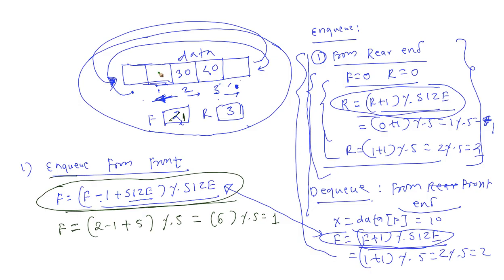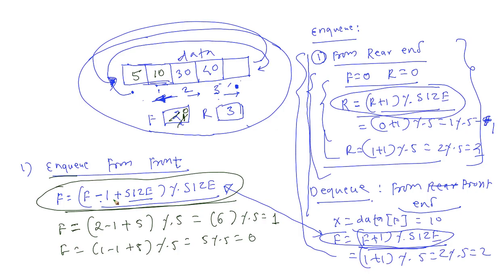Let's say I have inserted 10 here. Right? Let's do one more NQ operation. f is 1 now. 1 minus 1 plus 5 mod 5 is equal to 5 mod 5, because 1 minus 1 is 0. 5 mod 5 is equal to 0. So f becomes 0, and we'll insert on the 0th location. So let's say 5 is inserted here.